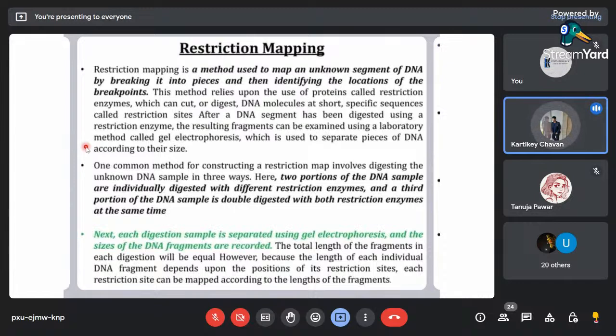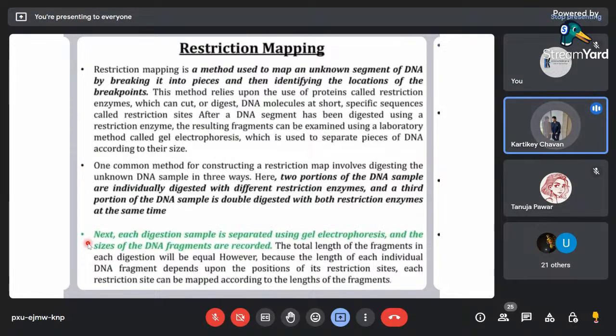After a DNA segment has been digested using a restriction enzyme, the resulting fragments can be examined using a laboratory method called gel electrophoresis. Once the restriction enzyme has done its work of digesting or cutting the DNA segment, the next task is to run the DNA fragments through electrophoresis, which is used to separate pieces of DNA according to their size. So the pieces will be separated by gel electrophoresis according to their size.